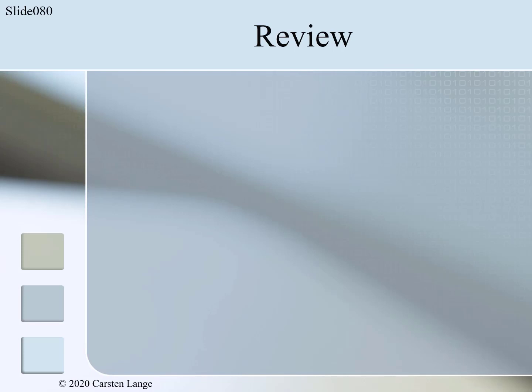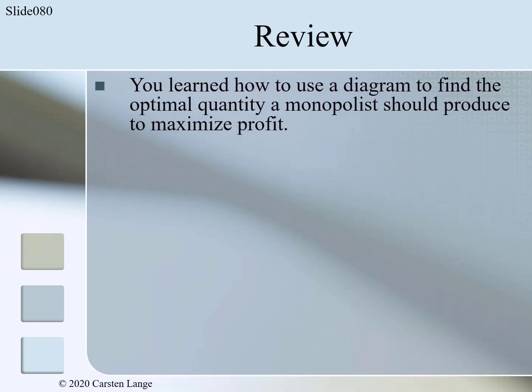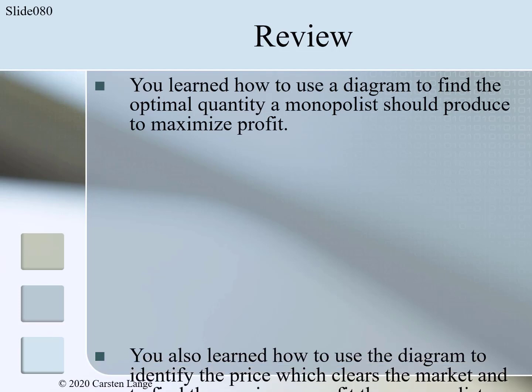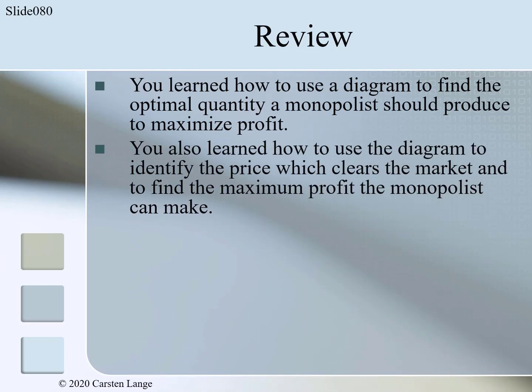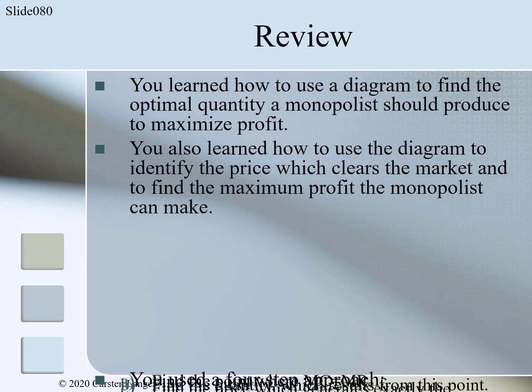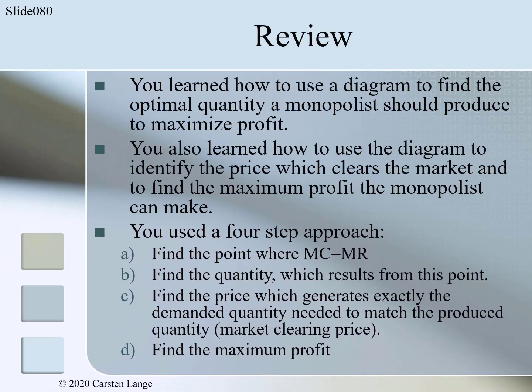What did you learn in this segment? You learned how to use a diagram to find the optimum quantity a monopolist should produce to maximize his or her profit. You also learned how to use the diagram to identify the price, which clears the market, and to find the maximum profit the monopolist can make. Remember, you used a 4-step approach to get these results.